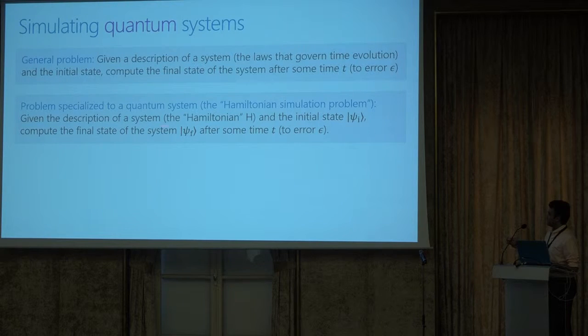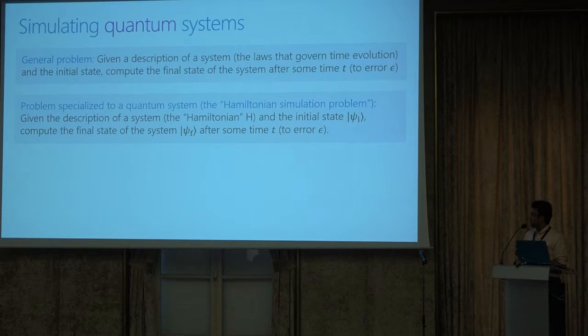The final state is also similarly a vector, and the object that encodes the laws that govern the system is called the Hamiltonian H. And I'll say a little more about what this Hamiltonian is, but this is essentially the setup. So you're given the initial state of the system, you're given this Hamiltonian that tells you how particles interact with each other, and you have to figure out what the final state will be after time t. So this is the computational problem.